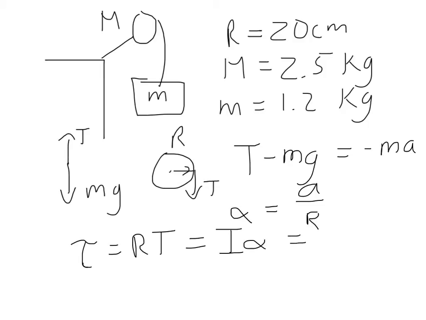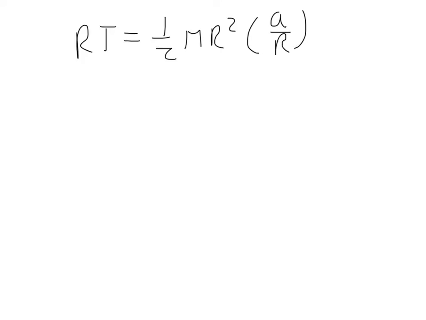For a thin disk, the rotational inertia, if you look up on page 255 in your textbook, is 1/2 MR squared, and we're still multiplying that by alpha. I've now replaced alpha by the tangential acceleration over R, so I have, for my torque equation, R times the tension is equal to 1/2 M R squared times a over R. Now I can simplify quite a bit, and I get that the tension is equal to 1/2 the big mass, that's the mass of the pulley, multiplied by the tangential acceleration a.